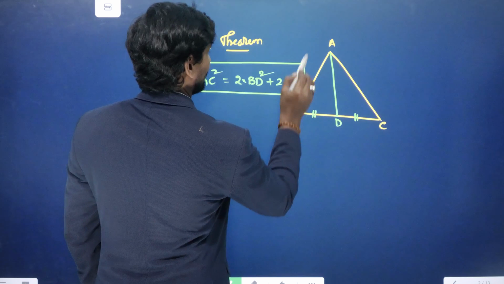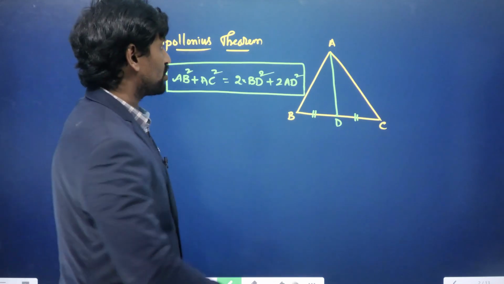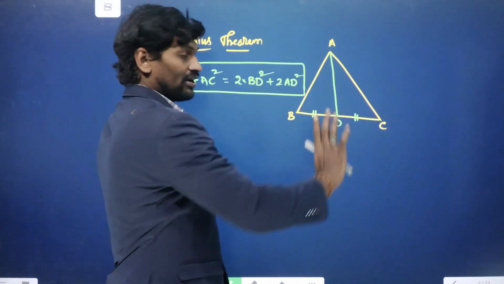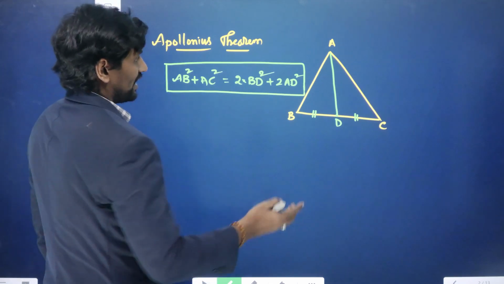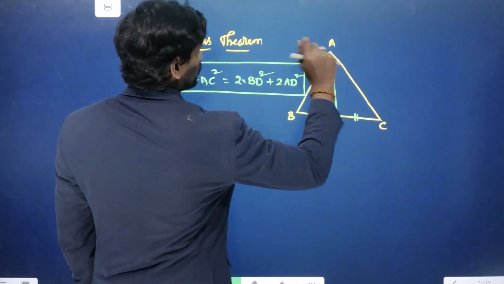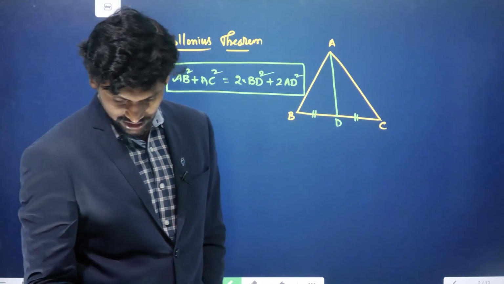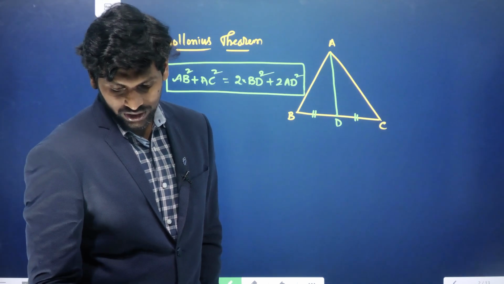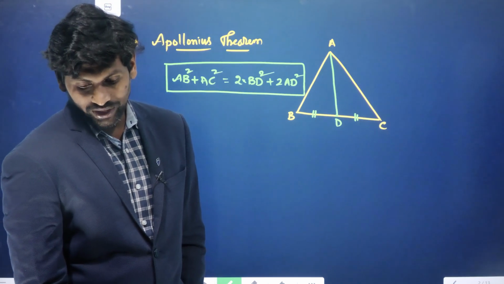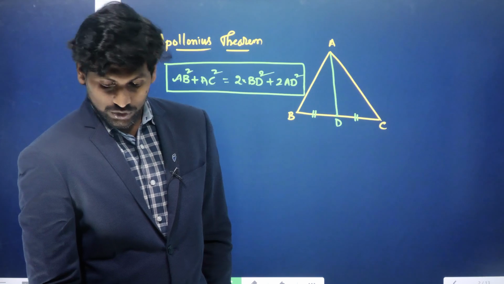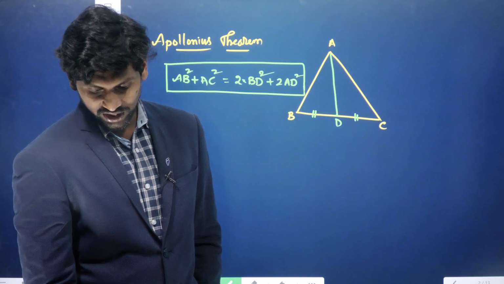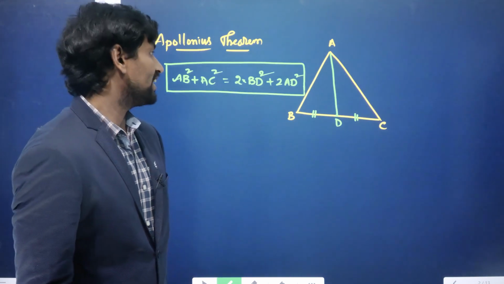If you take a triangle like this, AD is a median which is drawn from A to D. From this construction, we have to derive a statement like AB square plus AC square equals 2 times BD square plus 2 times AD square. So the sum of the squares of two sides of a triangle is equal to twice the square of half of the third side and twice the square of the median. The median should be drawn to bisect the third side.